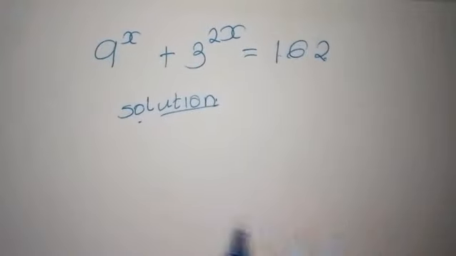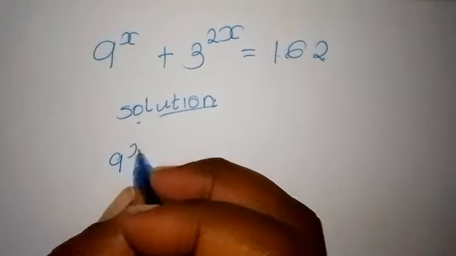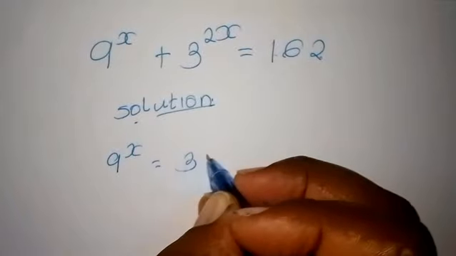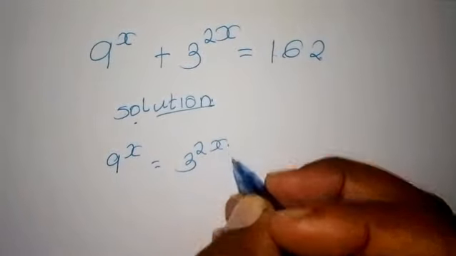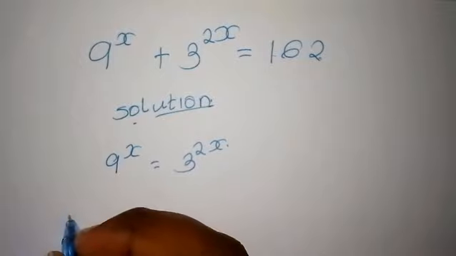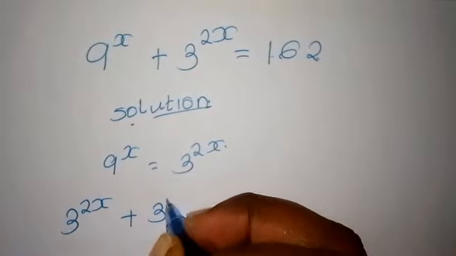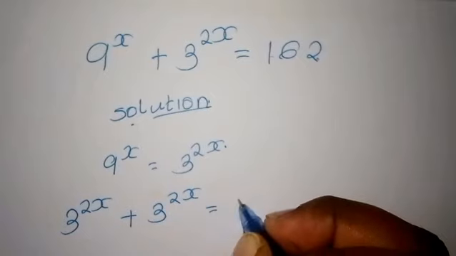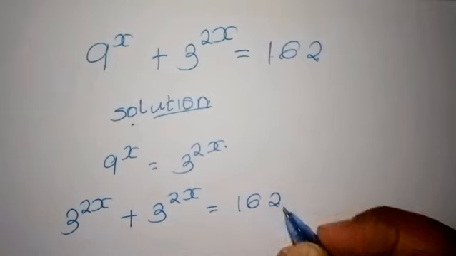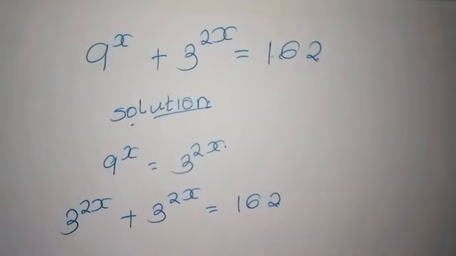To change 9^x into an index form, 9^x is the same as 3^(2x). Therefore, our solution is 3^(2x) + 3^(2x) = 162. Since they are the same, we factorize.